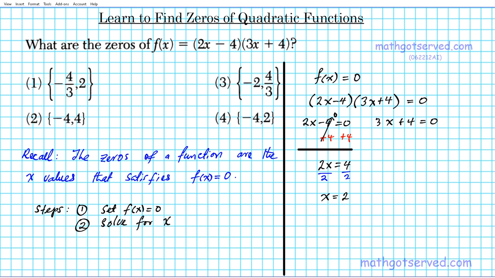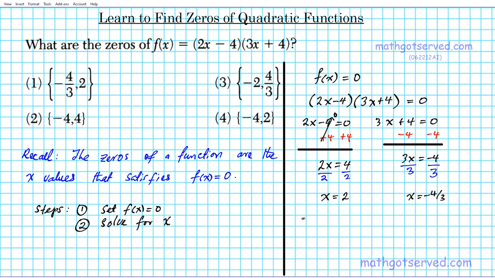Alright, the next equation, I'll subtract 4 from both sides. Alright, and that will give us 3x is equal to negative 4. And then divide both sides by 3 to get your final answer. Upon division, you're going to get x equals negative 4 over 3.